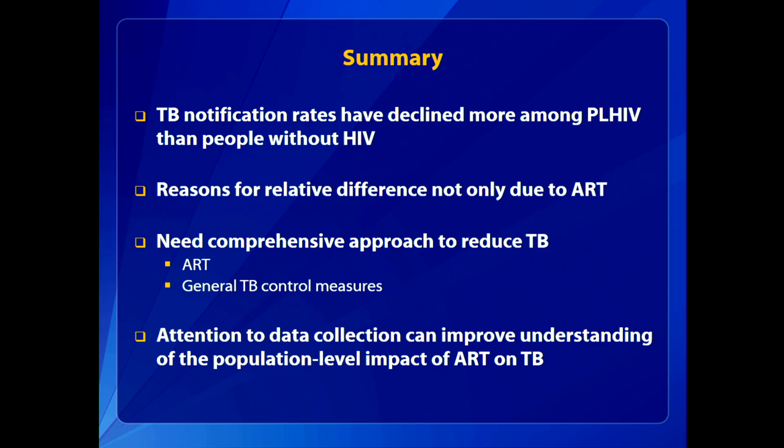Despite not seeing a population-level effect of ART on reducing TB rates, the proven individual-level protective effect of ART makes it a critical part of a comprehensive TB control strategy, along with general TB control measures. Careful attention to the kind of variables collected and completeness of data collection can improve our understanding of the population-level impact of ART on reducing TB among people living with HIV.